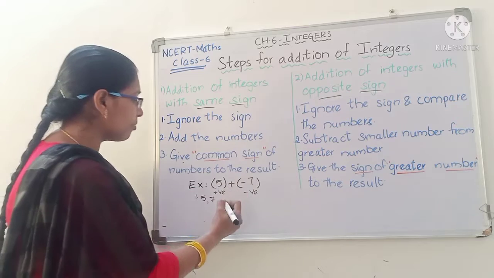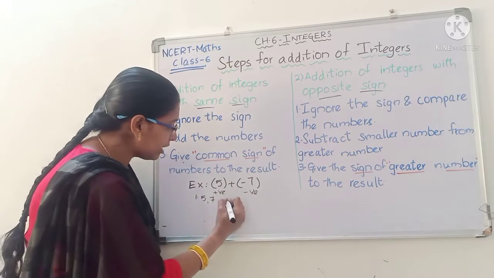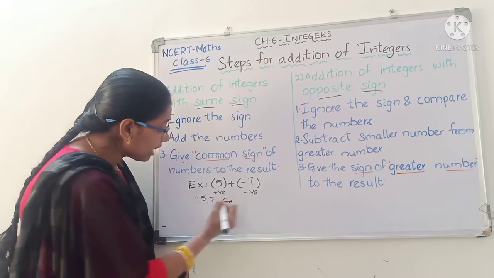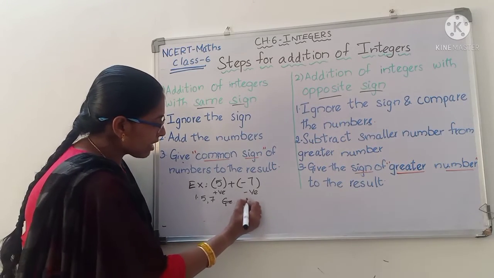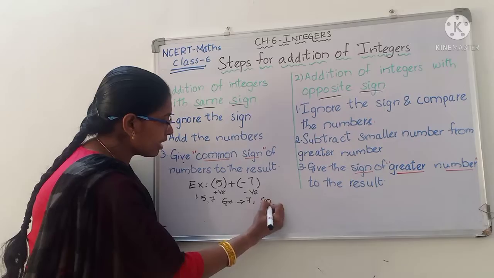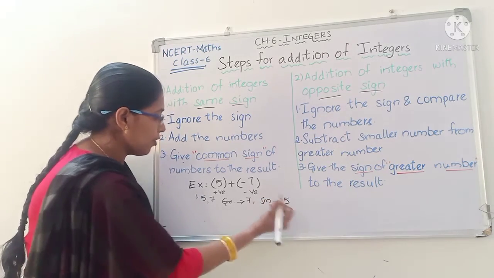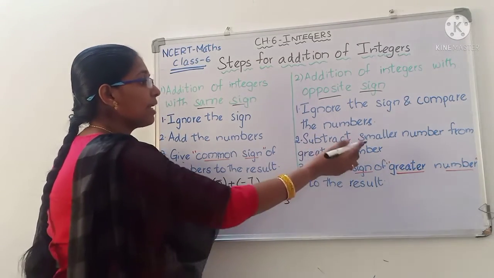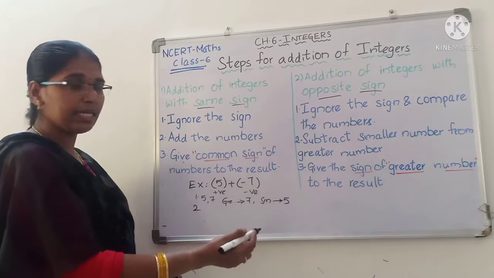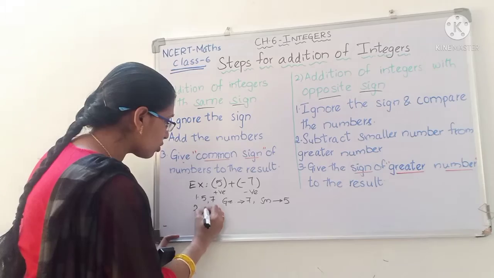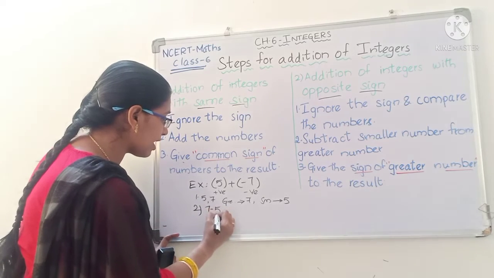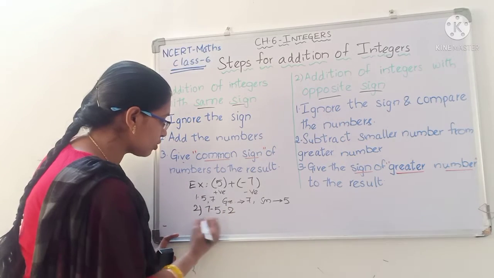Then compare the numbers. After ignoring the sign, you should compare the numbers, children. Greater number is 7 and smaller number is 5. Then, in the second step, subtract smaller number from the greater number. From greater number, you should subtract smaller number. So, 7 minus 5. 7 minus 5 is 2.